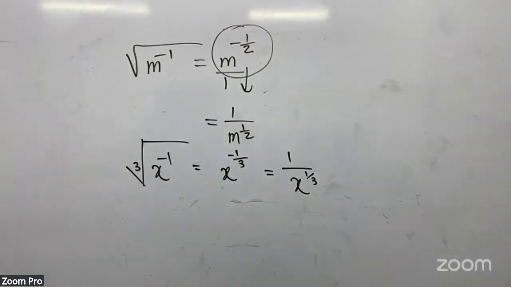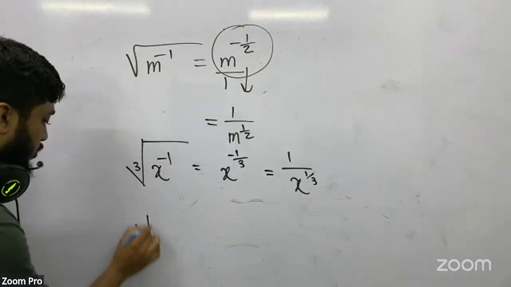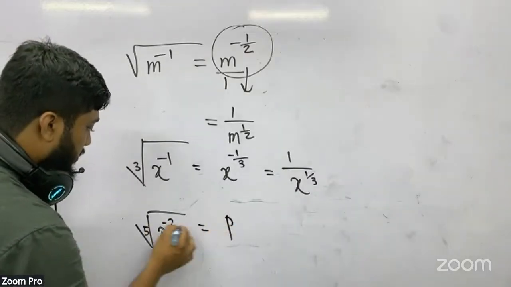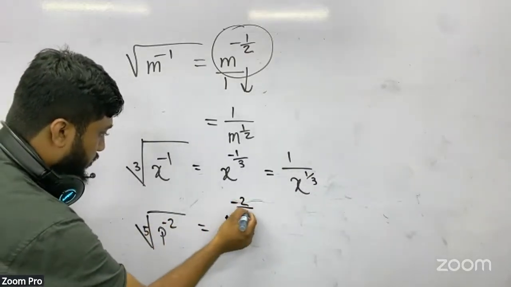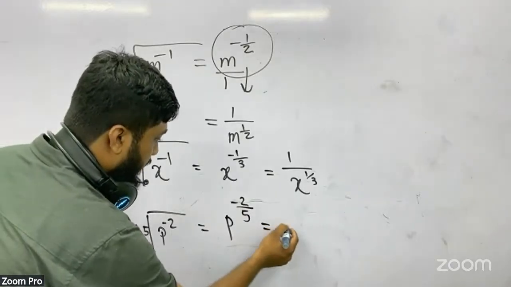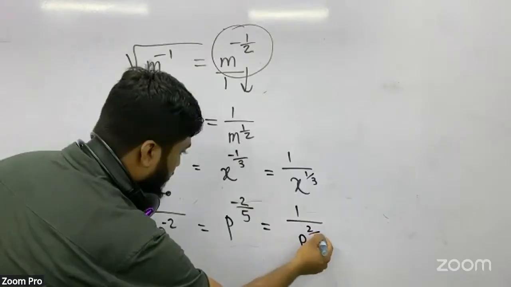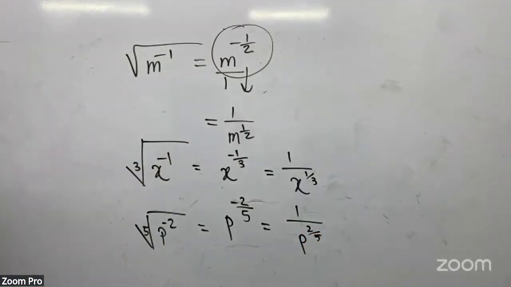Next one, 5p to the power minus 2 over 5. What did I tell? P to the power minus 2 is up, 5 is down. Since this is a minus power, I have to write it as a reciprocal. 1 will go up, p to the power 2 over 5. And here we should write this. That's only known as positive exponents.